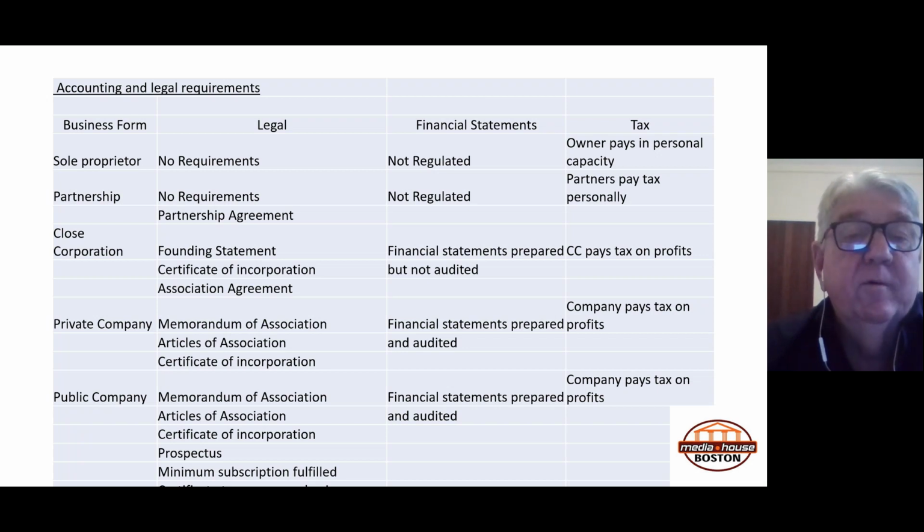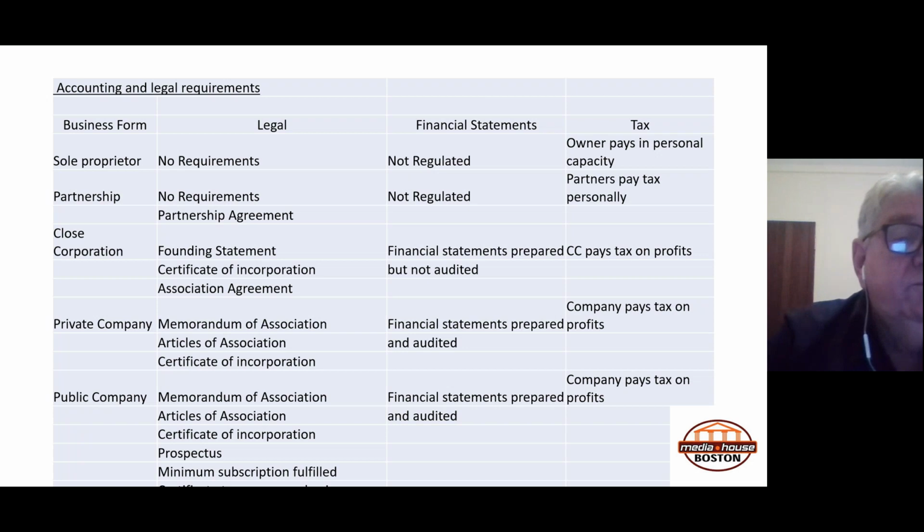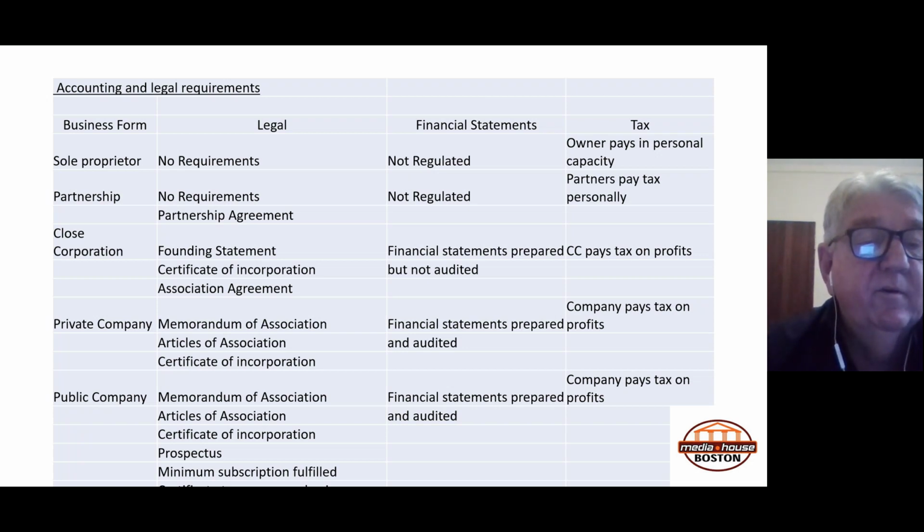So it is wise, if you're considering going into a business and you believe you're going to make a lot of money, it doesn't make sense to be a sole proprietor, because you're going to pay a lot more tax as a sole proprietor than what you would pay as a company. Okay, so public company, those are the things you require there: memorandum of association, articles of association, certificate of incorporation, prospectus, minimum subscription fulfilled. Okay, so again, it's a lot of legal documents.